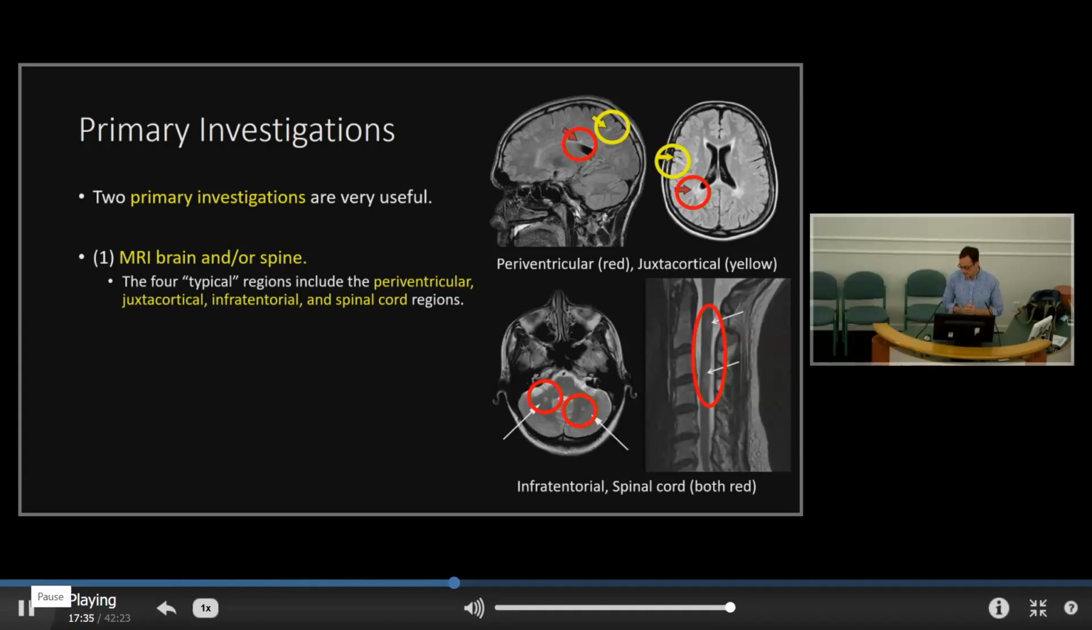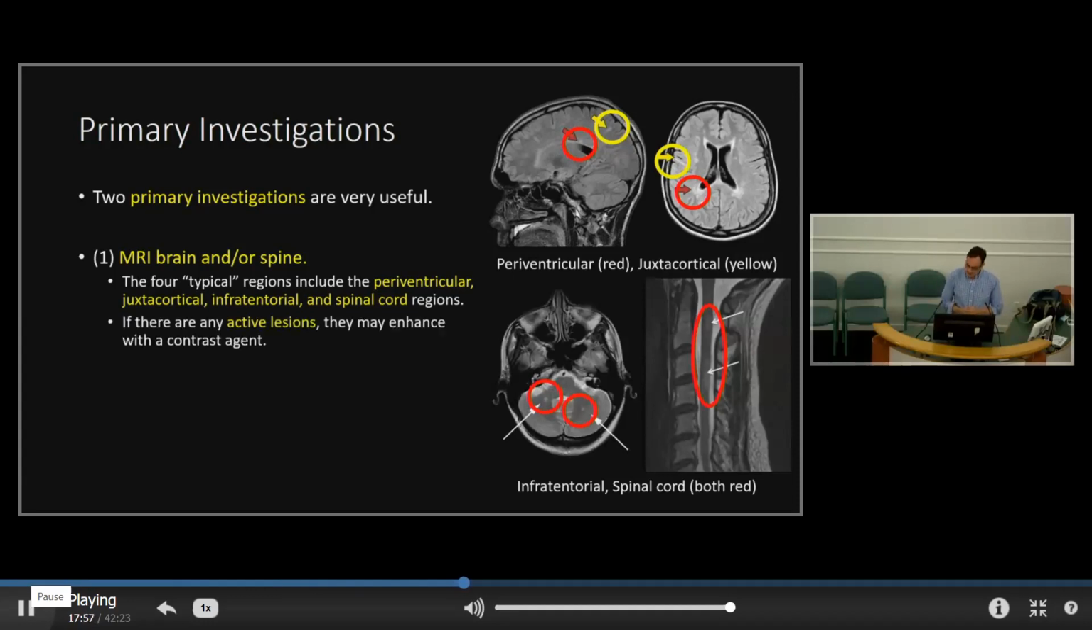So on the left there, you see the red circles around a couple of hyperintensities in the cerebellum. And on the right, you can see that the arrows point to these hyperintense regions in the spinal cord. So these are the four areas that MS likes to hit. And it's typically white matter because that's where there's a lot of axons and myelin.